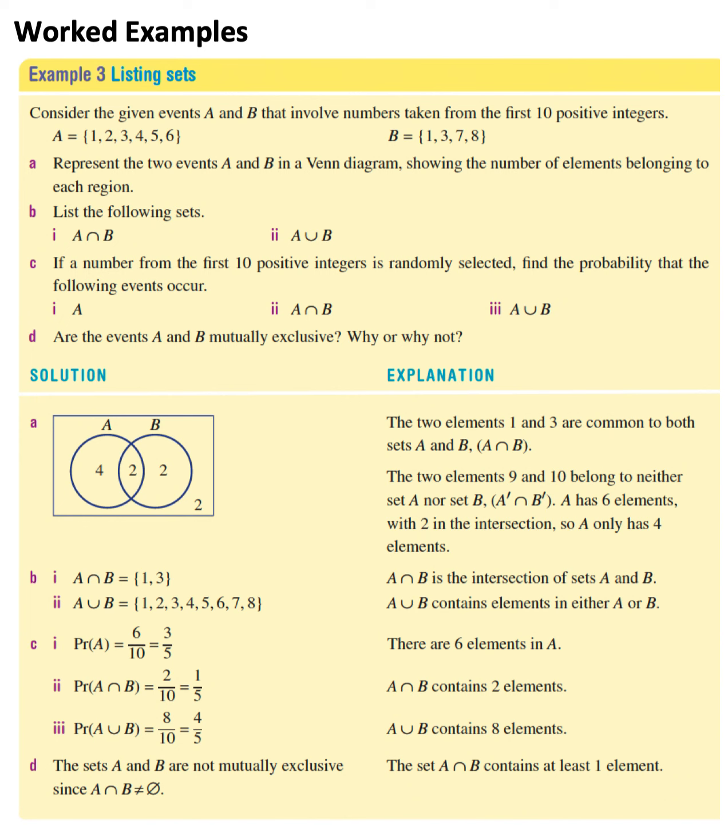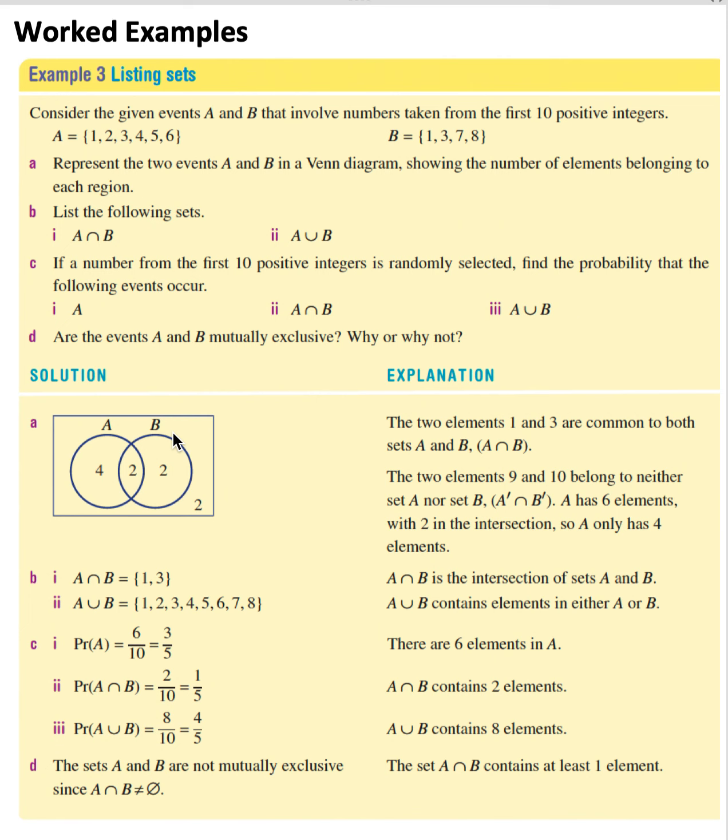So the first part of this question is we want to represent the two events, A and B, in a Venn diagram, showing the number of elements belonging to each region. So what we're going to do is just draw our box, and draw our two circles in our Venn diagram and label A and B. That's a really good starting place. So in an exam situation, if you were able to do this, this shows that you, one, know what a Venn diagram is, and you're somewhat on the right track.